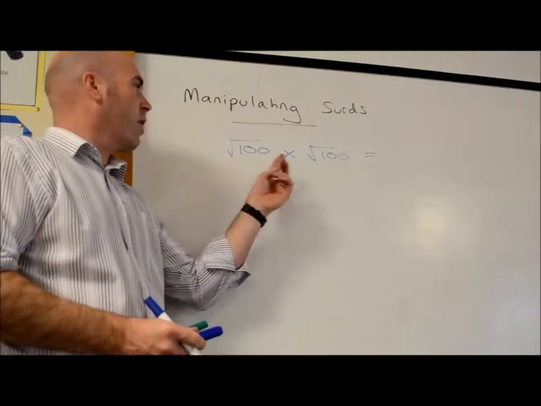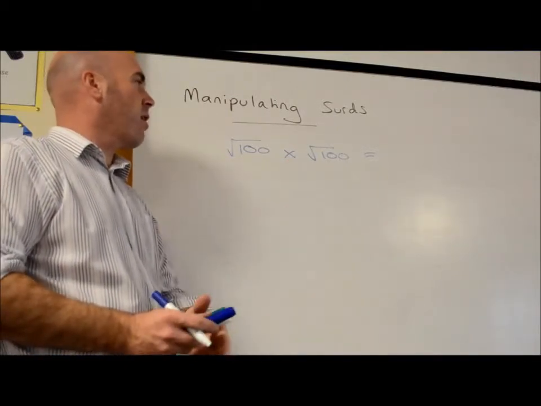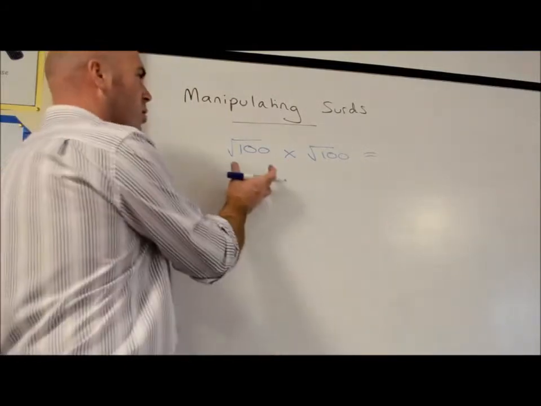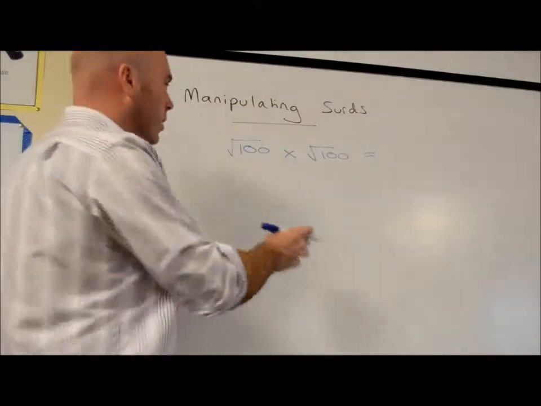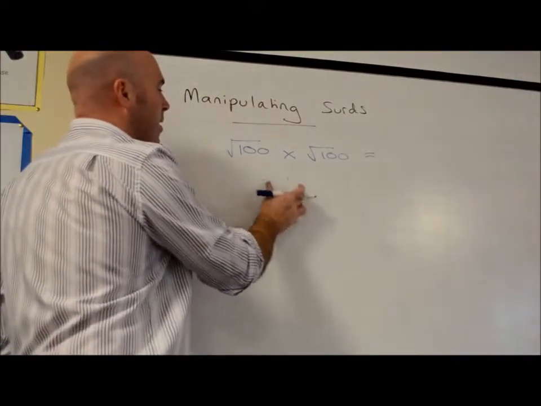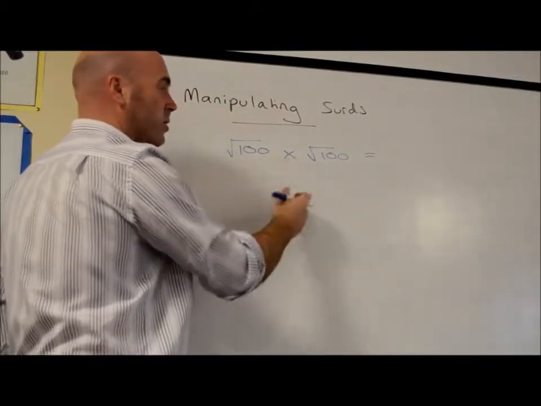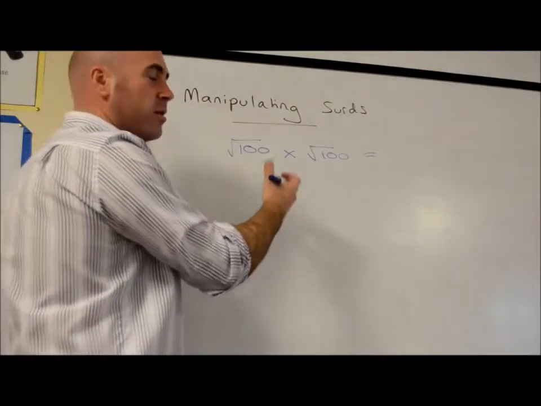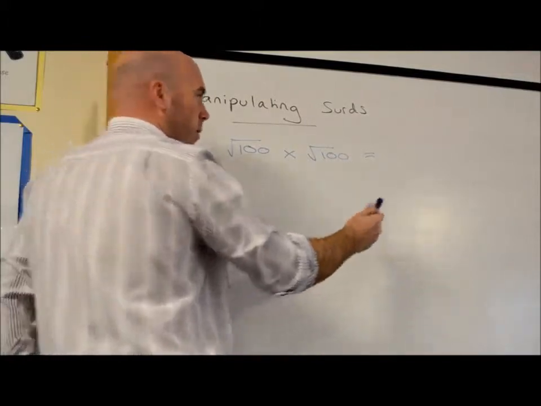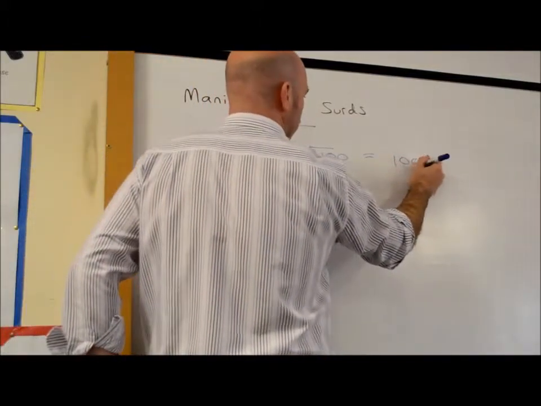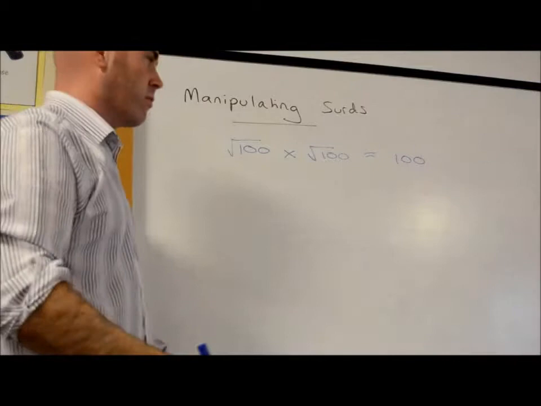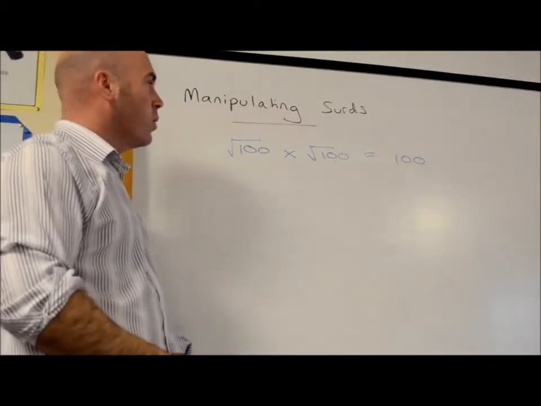But the square root of 100 times the square root of 100, let's choose one of those solutions. If the square root of 100 is 10, you times it by the square root of 100, which is also 10, you get 100. So the square root of a number times the square root of the same number is that number without the square root. That's quite important.